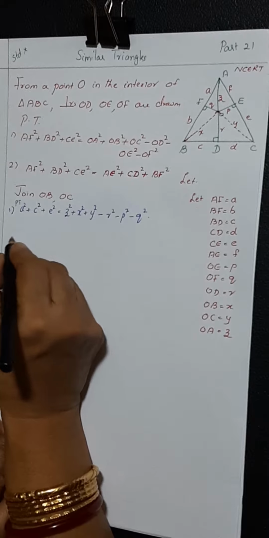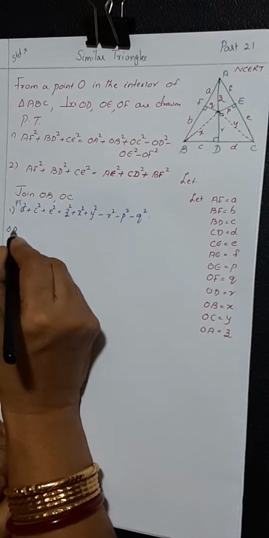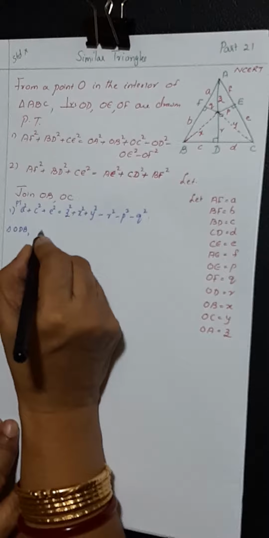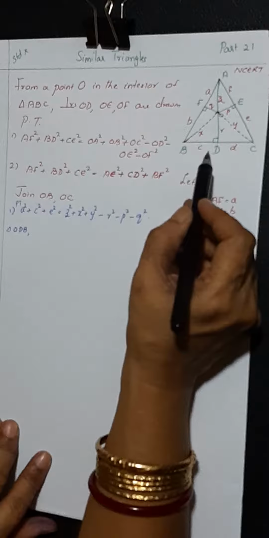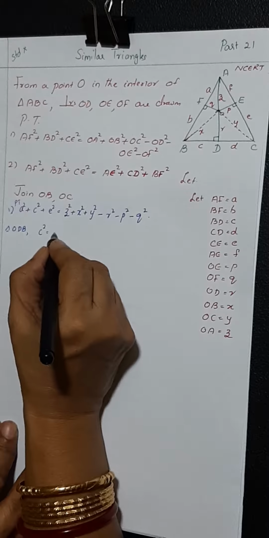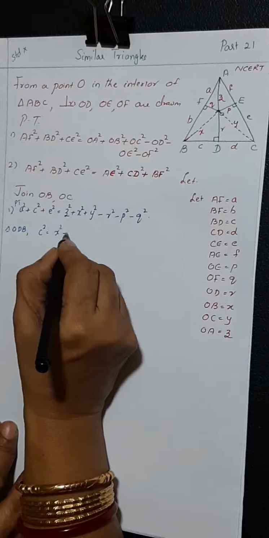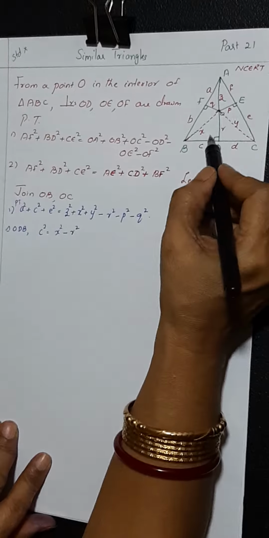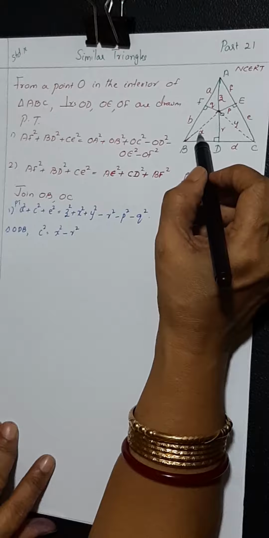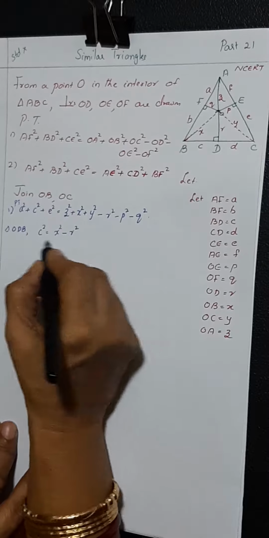Okay. So, now let us take the triangle ODB. You can say r squared plus c squared is equal to x squared. So, c squared is equal to x squared minus r squared.